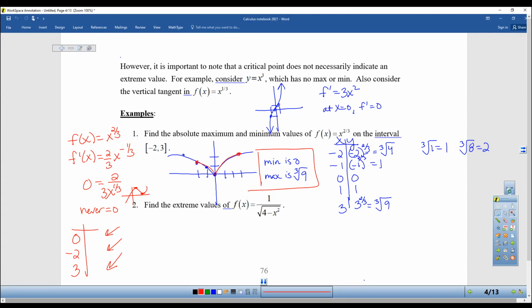Okay, so let's see if we can make that work for the next one. I'm going to do it backwards this time. This time I'll just try and do it algebraically and then do it graphically. And then after these two examples, you'll know which one you like better.